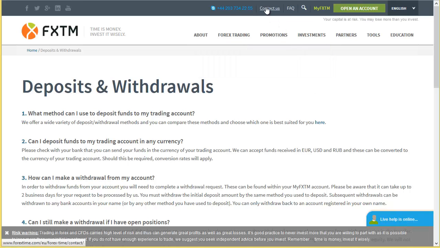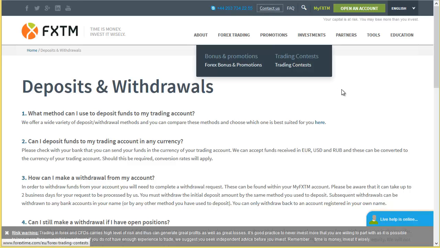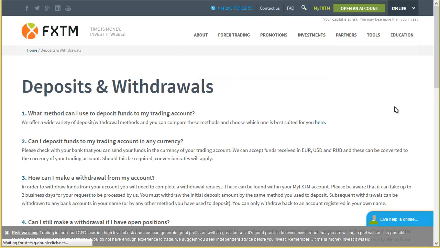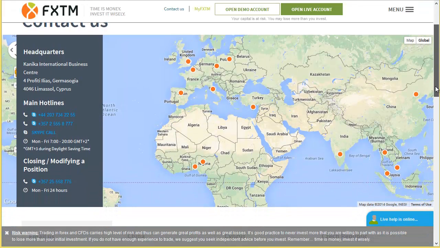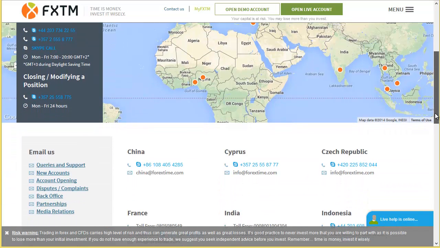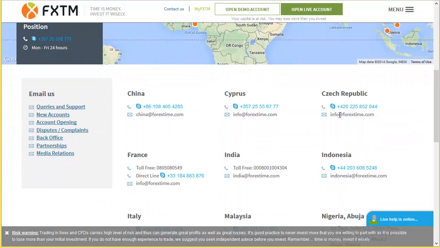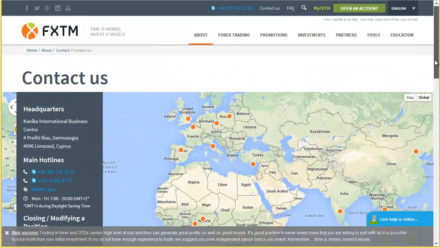The contact us, you can do it via phone or email. They have quite a few different offices around the world. So you can see all of these orange dots represent these various offices. So you should be able to contact somebody relatively close to your time zone and get answers to your questions. That being said, Forex Time is without a doubt one of the most global brokerages we've seen. It is EU regulated, CySEC.